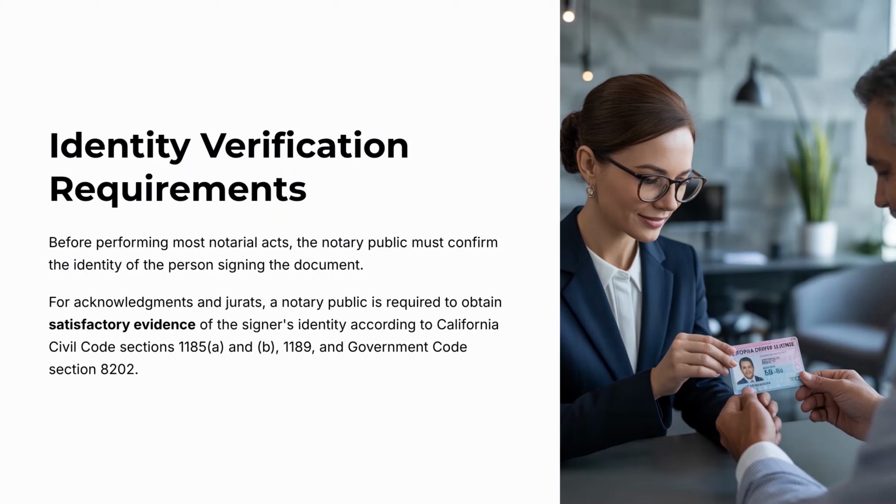B. Verify identity of the signer. Before performing most notarial acts, the notary public must confirm the identity of the person signing the document. For acknowledgments and jurats, a notary public is required to obtain satisfactory evidence of the signer's identity. California Civil Code, sections 1185(a) and (b) and 1189. California Government Code section 8202.